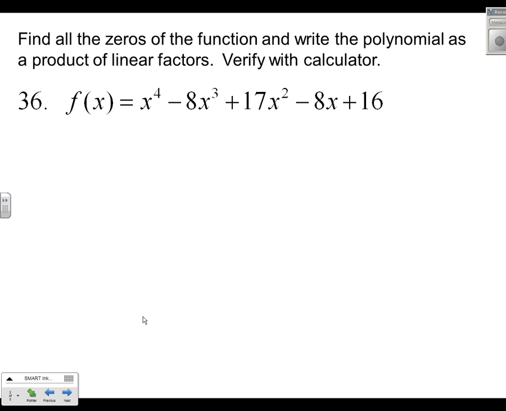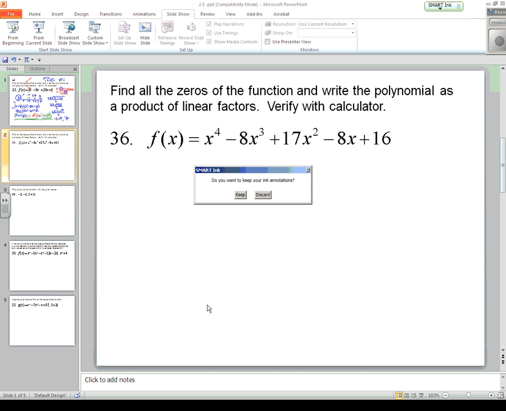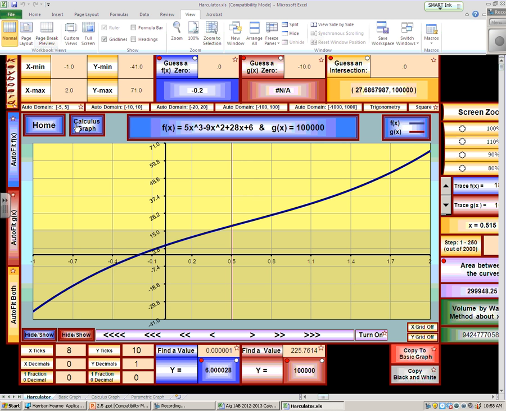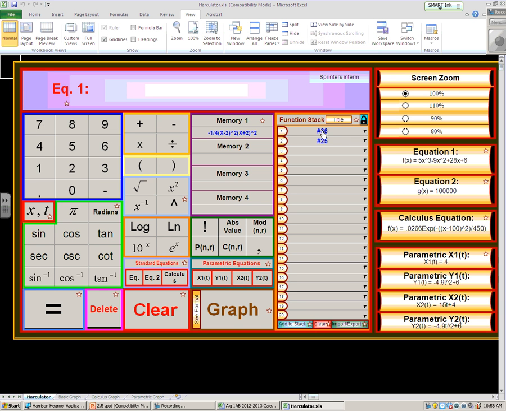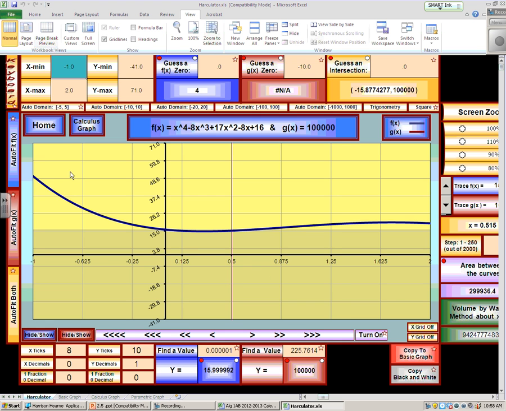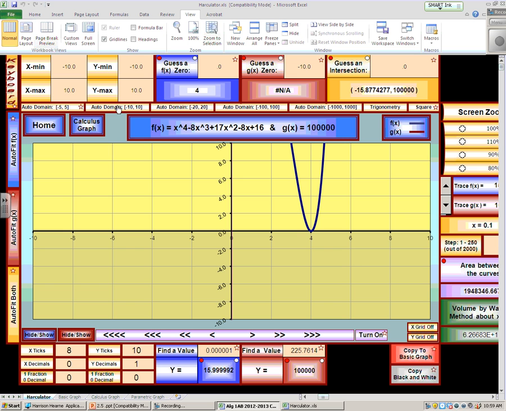But I'm going to, again, escape out of my program, go back to my calculator, and I'm going to ask for number 36's function, and you could graph this at home on your calculator. So there's our function that we were dealing with. I'm going to graph it, and I'm going to go straight to Zoom Standard and work from there. So on my graphing calculator, I would probably be now just typing Zoom Standard. So I do an auto domain negative 10 to 10. So there's our function. It appears like we have a zero at 4.